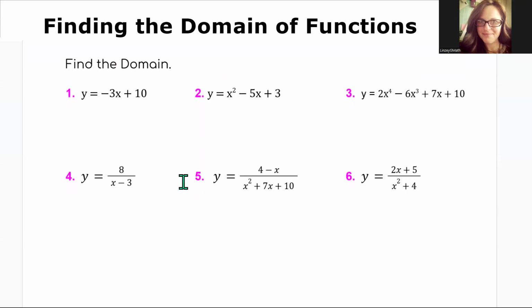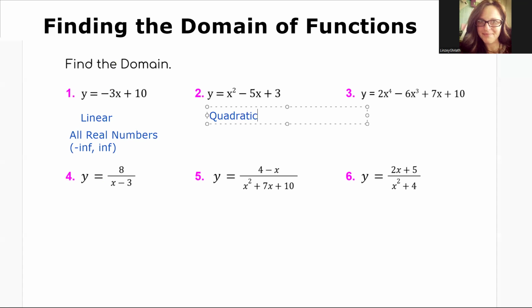All right, let's take a look. Number 1, we have a linear function. A linear function is continuous. There are no domain issues. So our domain is all real numbers. We're not taking the square root of a negative, and we're not dividing by 0. There is no denominator.